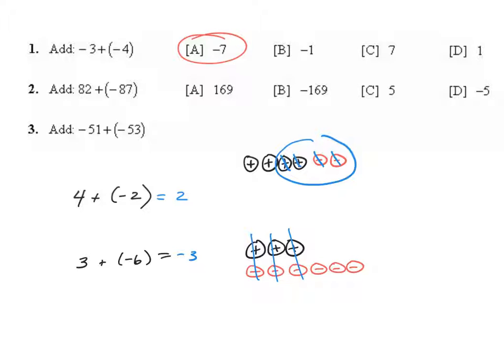On question 2, we have more negative counters here. I have 87 negative counters, and I'm going to cancel out 82 of those. When I cancel out 82 of the negative counters, I'm left with 5 of the negative counters, which would be choice D.